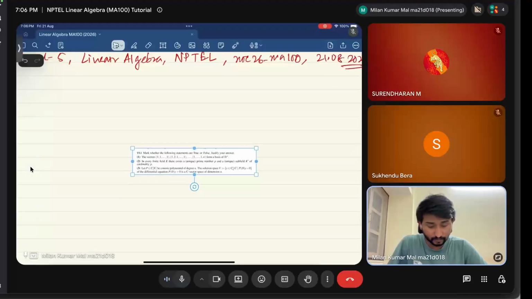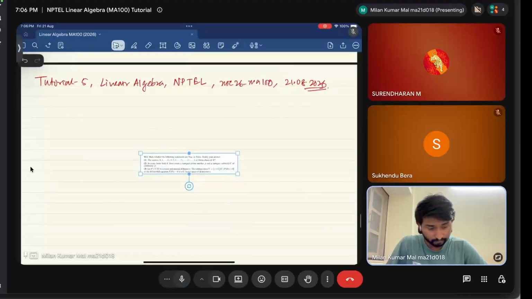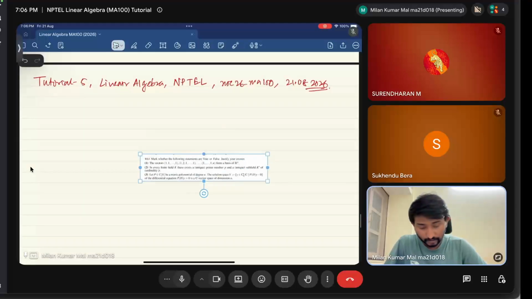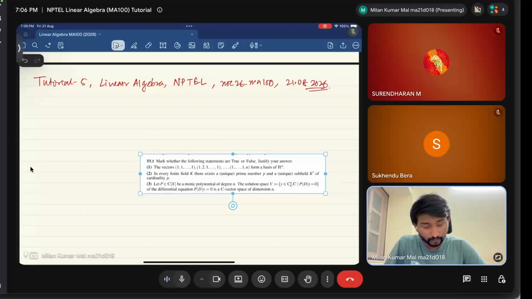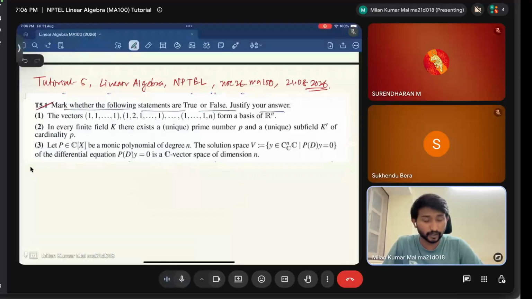So this is the first problem. Let's see what this problem says. It asks us to mark whether the following statements are true or false. Justify your answer. First question: the vectors (1, 1, 1, ...), (1, 2, 1, 2, ...) and so on, do they form a basis of R to the power n or not?